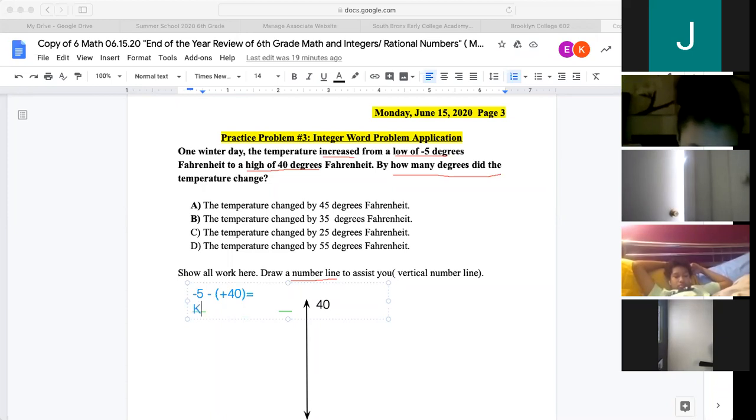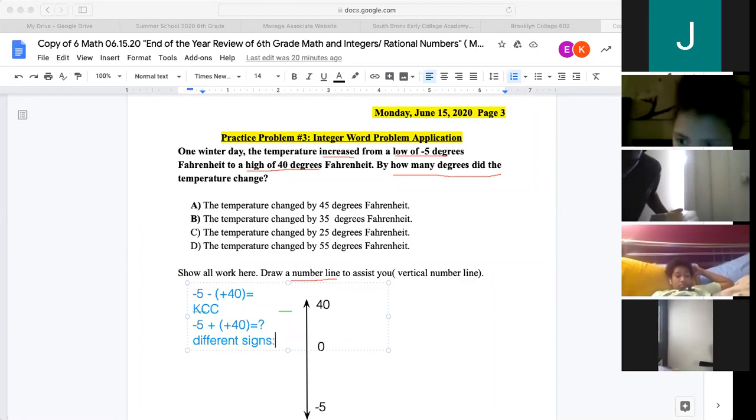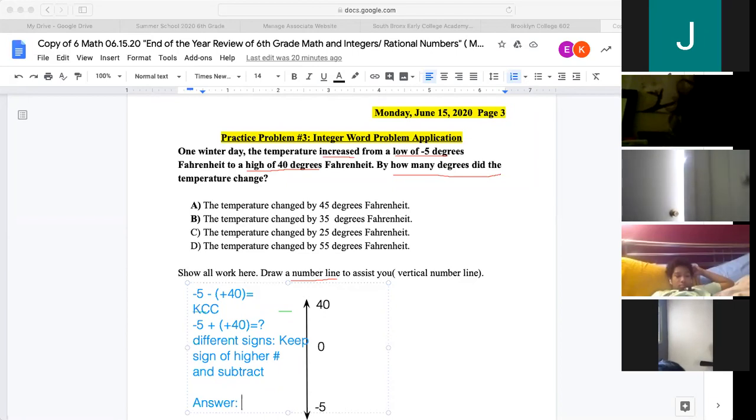Now, we're going to use keep, change, okay? Now, Jasmine, we're going to keep what number? -5. What happens to the subtraction? It equals add. Add. We're going to keep the positive 40. Right, positive 40. Now, Jasmine, what do we know about the signs? Are they the same or different? Different. Different signs say I keep the sign of the higher number and I subtract. Subtract. Sign of higher number and subtract. So the answer, we know it's going to be positive.